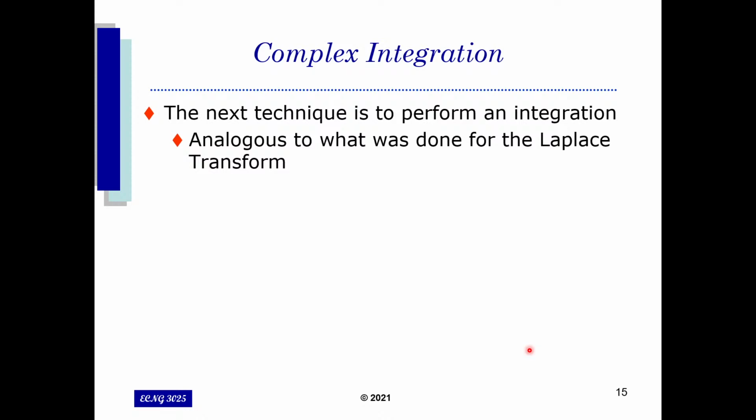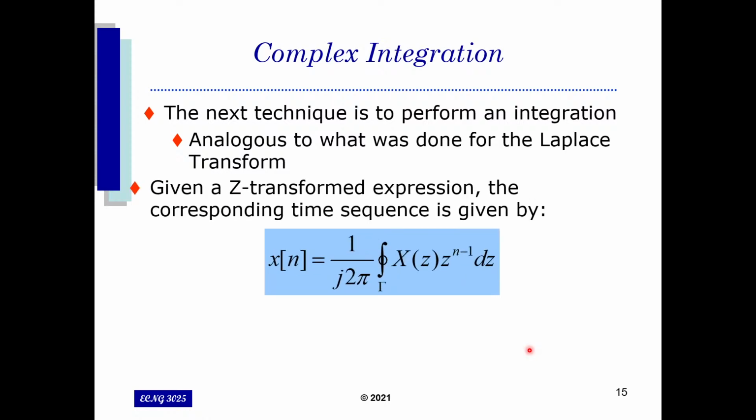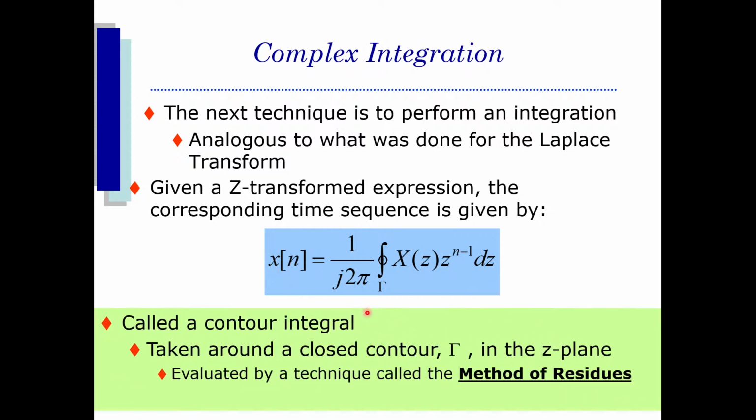So the next technique that can be used for solving Z transforms is referred to as complex integration, which is given by this surface integral equation here in terms of Z, also referred to as a contour integral. The technique used to evaluate it is known as the method of residues. If anyone wants to look up how to evaluate this or how it works, you can, but for the purpose of this course, we will not be doing complex integration.